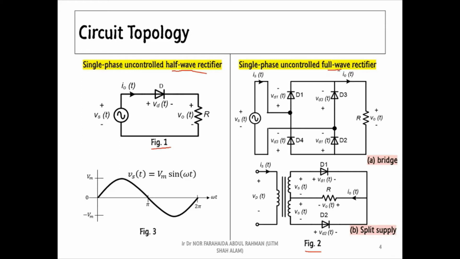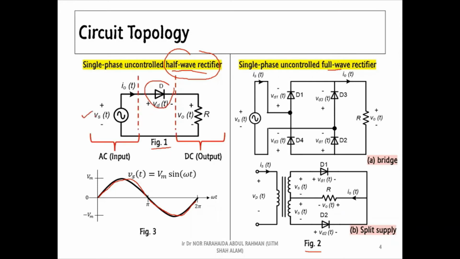Figure 3 shows a complete cycle of the AC supply voltage waveform. Based on the figure, we can see that the waveform consists of one positive half cycle plus one negative half cycle. Since the half-wave rectifier is designed to rectify only the positive half cycle of the AC supply voltage waveform, therefore, we only need a single diode to connect the AC source to the DC load.